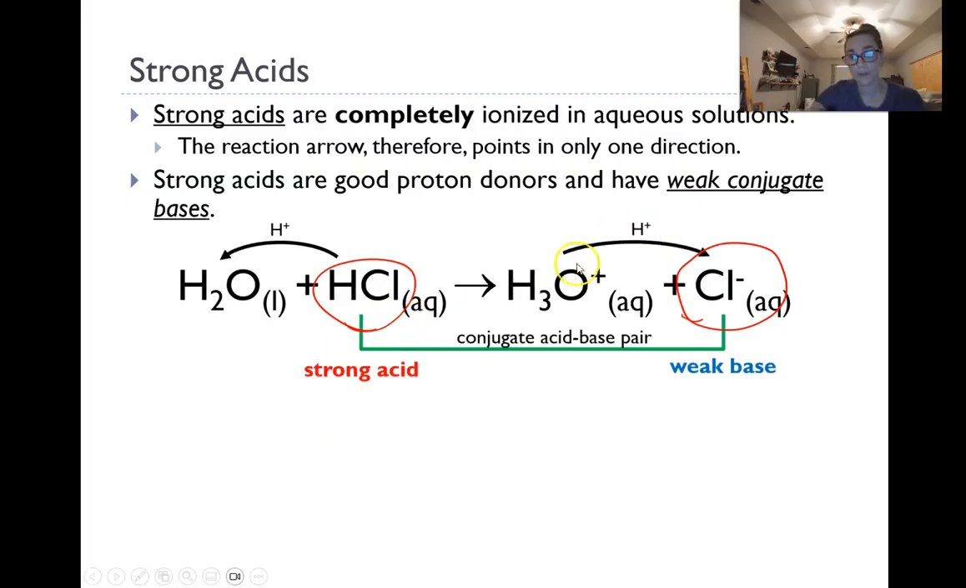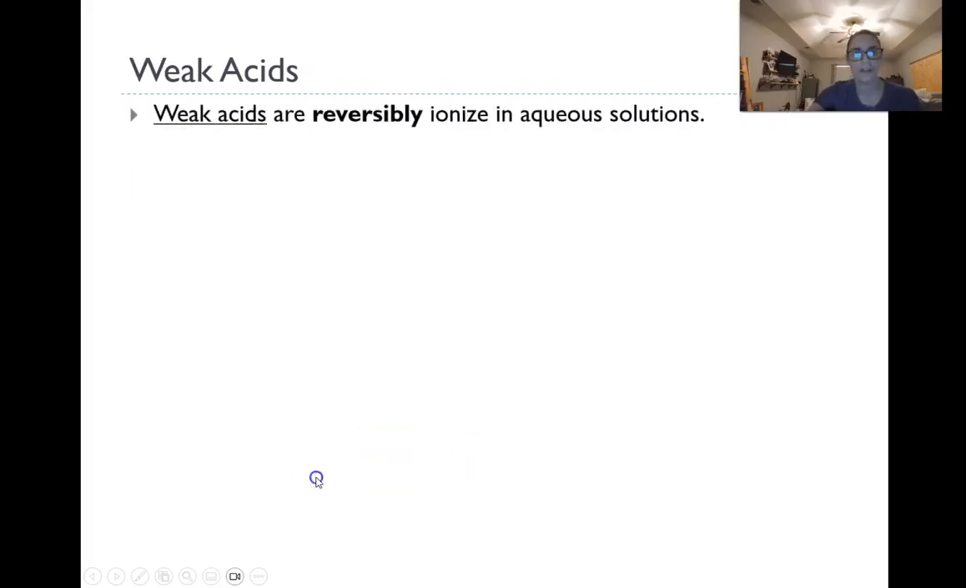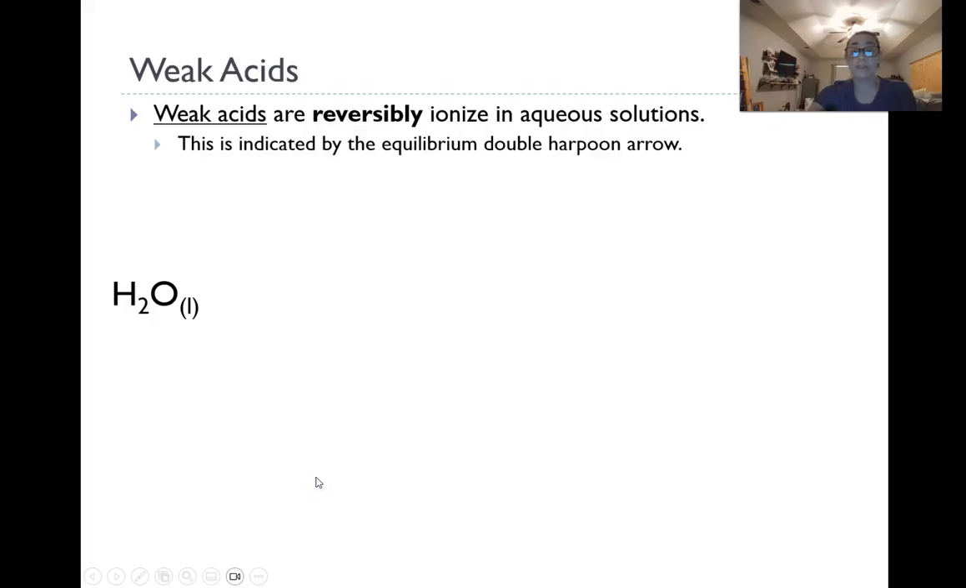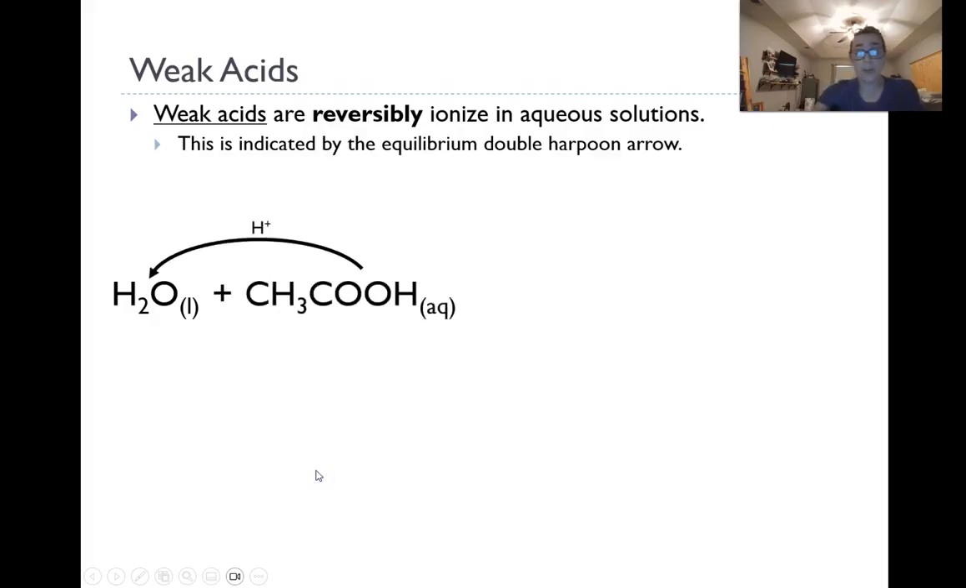So this hydronium can donate its proton to chloride, but it doesn't do a good job of it because chloride's a super weak base. So they're like, nah, I'd rather stay alone. So weak acids are reversibly ionized in aqueous solution. We indicate this by the arrow, which I mentioned before, the equilibrium arrow. It's called a double harpoon arrow.